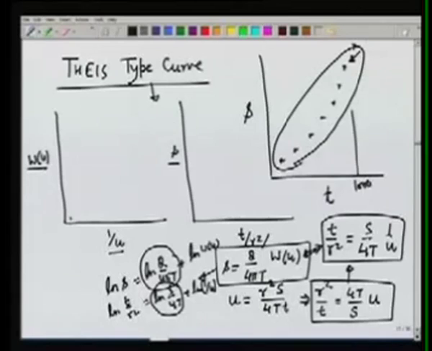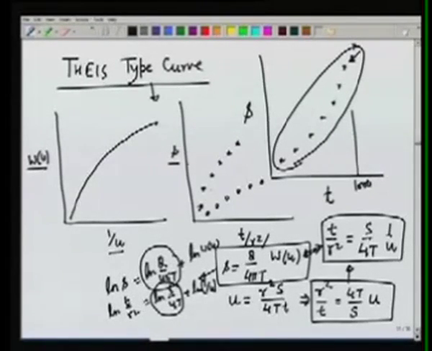W(U) versus 1 over U does not depend on the data points. This is a fixed function, W of 1 over U, and the plot would look like this. So this is the type curve with which we have to match our plotted data, S versus T over R square, and that data may be like this, or it may be like this. Depending on the values of S and T, you may have a curve like this.